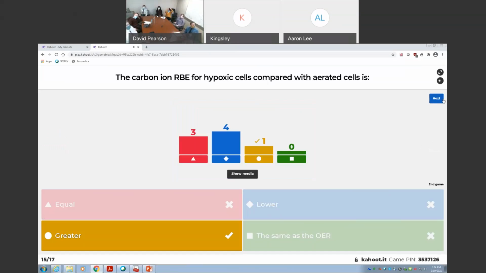So this one's really tricky. I suspect those who said equal were probably thinking, oh, well, high LET radiation really isn't going to care about oxygenation very much, so it would be equal. But remember, you're comparing to 250 keV X-rays, and the amount of cell kill achieved by those is going to be affected by the aeration of the cell. So there are multiple layers to this one. The RBE will be affected because the reference radiation will be affected by the aeration.